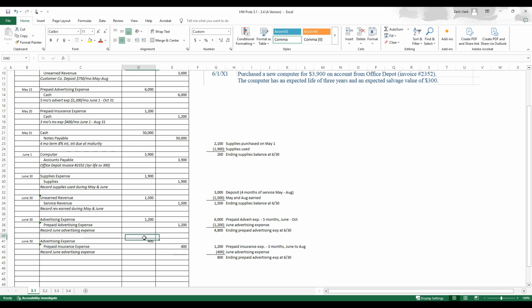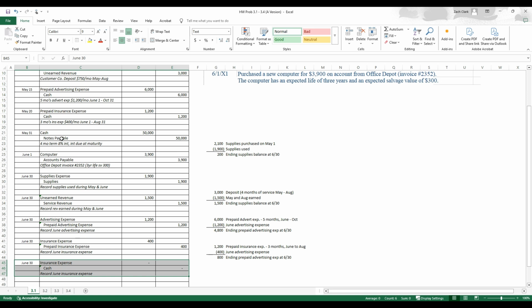And so we recognize 1 month of expense because we actually used up that month of insurance. Oh, and let me change this to insurance expense. And our prepaid insurance asset, which started at $1,200, we're now reducing by $400, and it'll have an ending balance in its ledger of $800 now. And we'll be recording June insurance expense. Okay, fantastic. And let's go to the next one here.